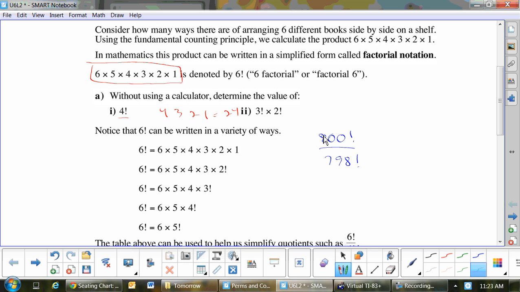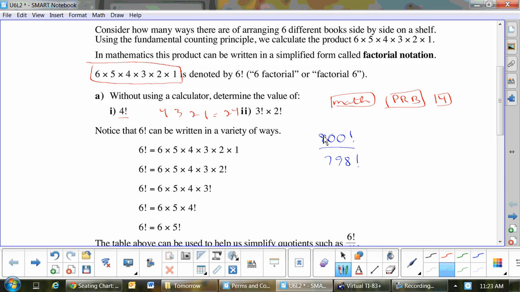Now, just as we're doing this, what are the buttons I pick? Does anyone remember? Math, then go to probability, right? Then to number 4. Okay, what happens when you put 800 factorial divided by 798 factorial? What do you get? Overflow, okay? 800 times 799 times 798, that's a big number.